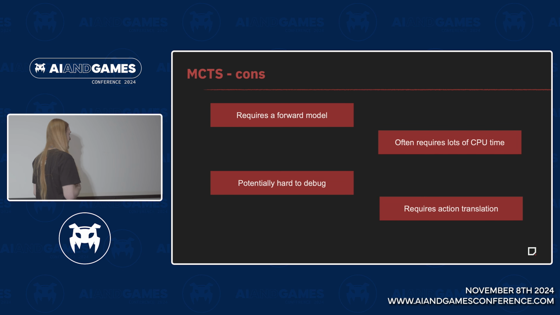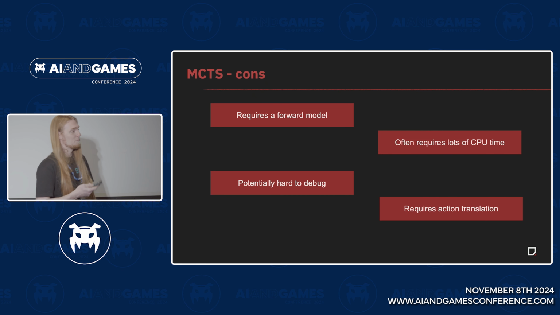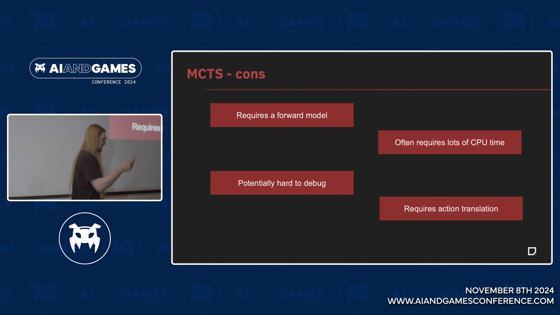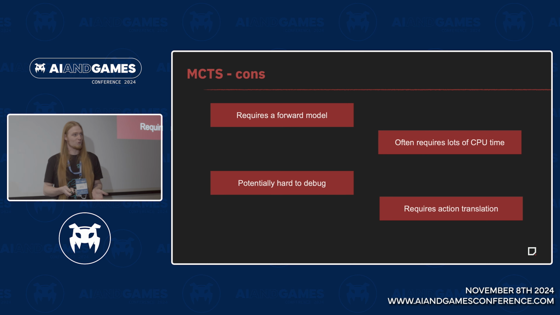But of course, there are many disadvantages. First of all, and the most striking one for me, is that it requires a forward model. And for some games, and for Soccer Kids in particular, building a forward model took a lot of time and work. It requires lots of CPU time, especially if you want to do the whole simulation, like if you want to do the random simulation till the end of the game. And it can be really hard to debug if you don't have enough diagnostic data. It's sometimes hard to understand why a given action has been selected that way, because maybe you have a bug in your forward model, but it's very hard to analyze sometimes.